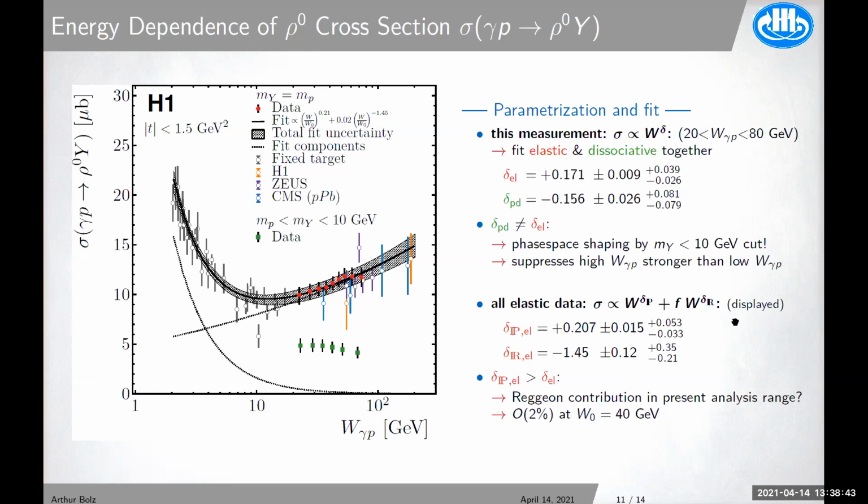cross-section at high energy. We also did a fit of all the available elastic data with two power functions corresponding to a Pomerón and Reggeon contribution. And there we see that if we do this, the Pomerón parameter is raised a little bit, which suggests that in the considered measured range, we see a small but non-negligible Reggeon contribution.